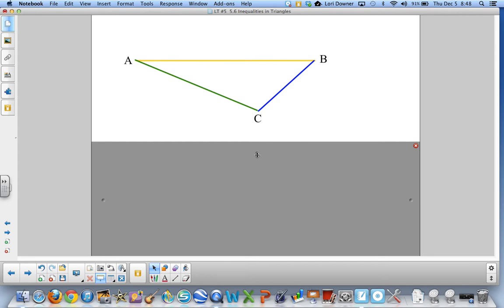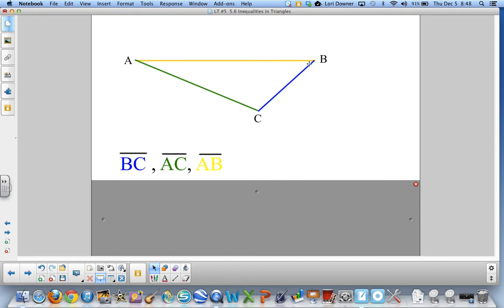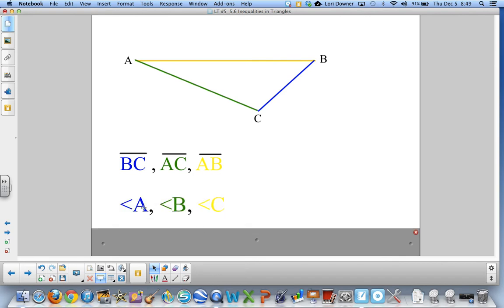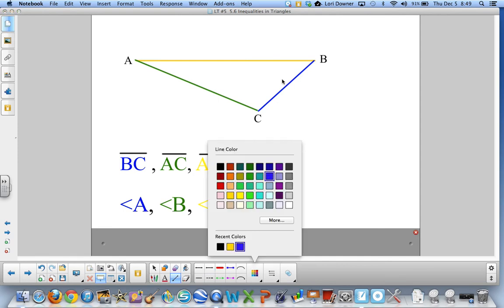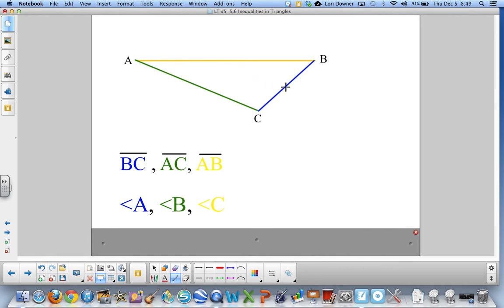All right, let's look at the sides. We know BC's the shortest, then AC, and then AB. Now, if we're looking at the angles, we can see that the smallest angle here is angle A, then angle B, and then angle C. Now, what I want you to notice is that I've got angle A, and that is directly across from side BC. So that tells me that my smallest angle is across from my shortest side.